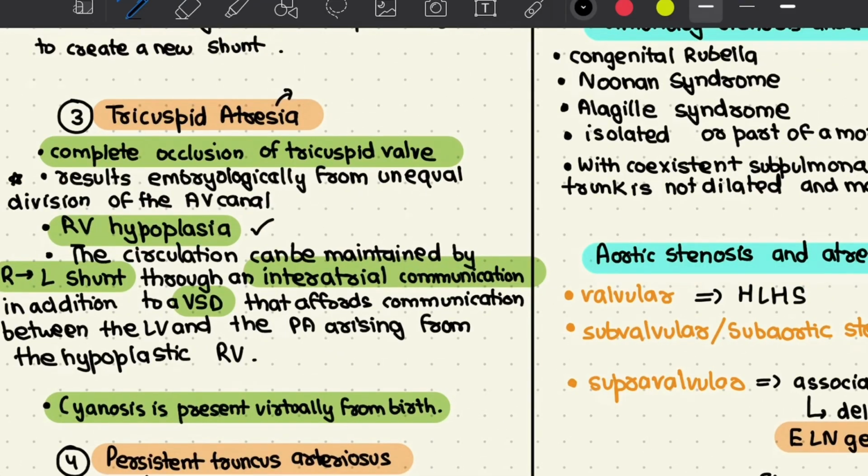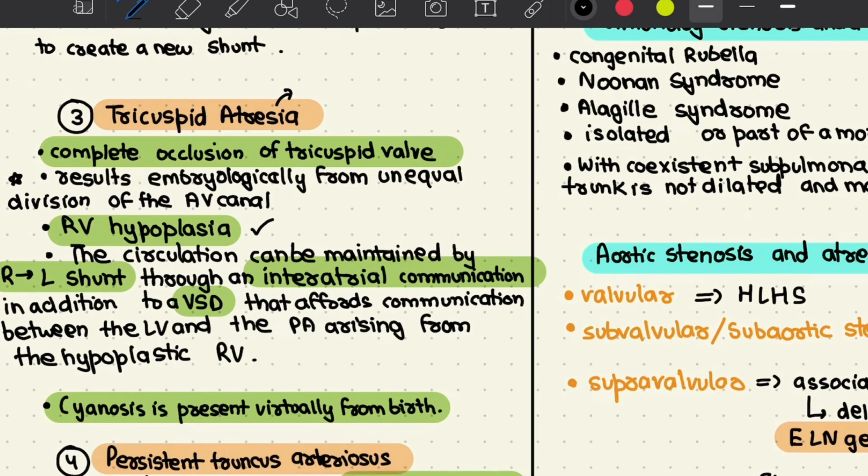Lastly, we have a persistent truncus arteriosus. As we all know, the truncus arteriosus gives rise to the outflow tract of both the right ventricle and the left ventricle. In this situation, the truncus fails to properly divide into the pulmonary trunk and the aorta, and hence this results in one arterial trunk that provides mixed blood to the coronary artery, the pulmonary artery, and the systemic circulation. And hence, we get one single artery arising from both ventricles, which ultimately gives rise to both the aortic and the pulmonary channel.